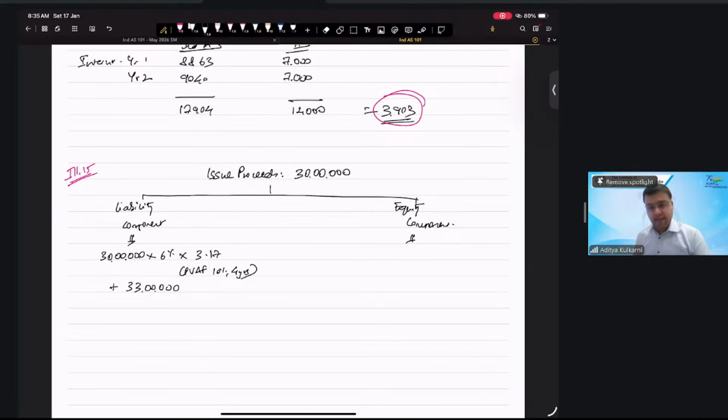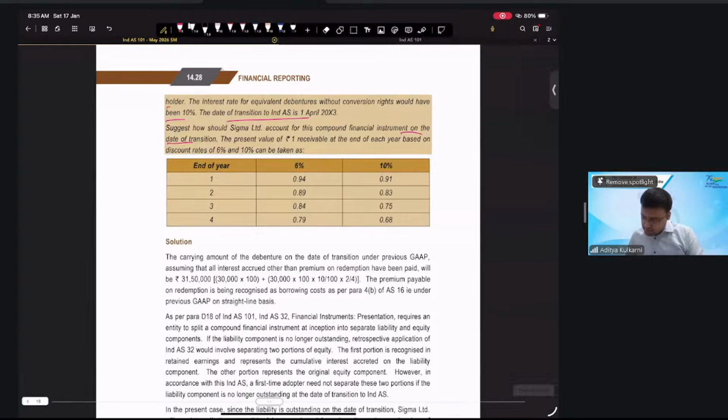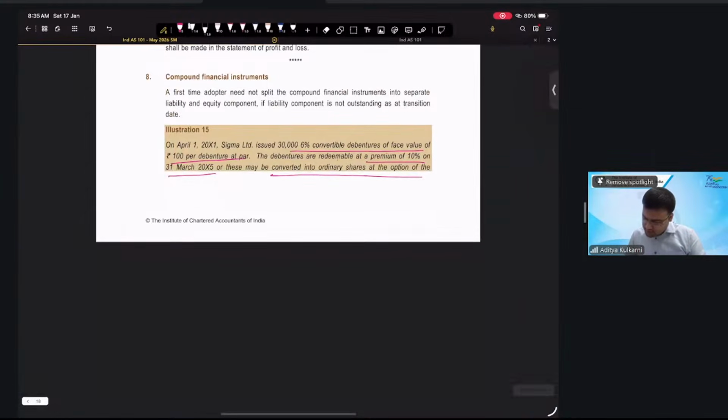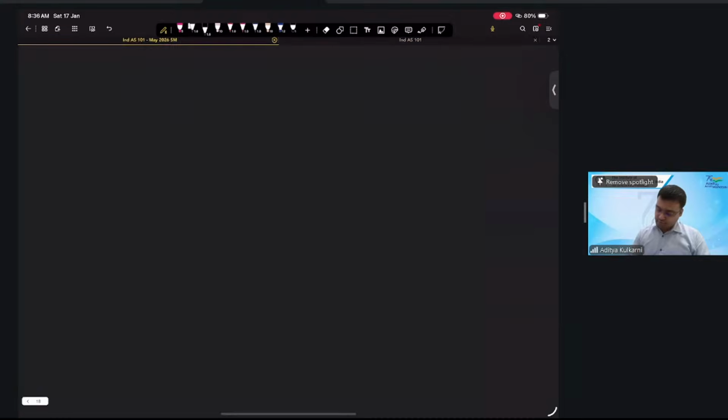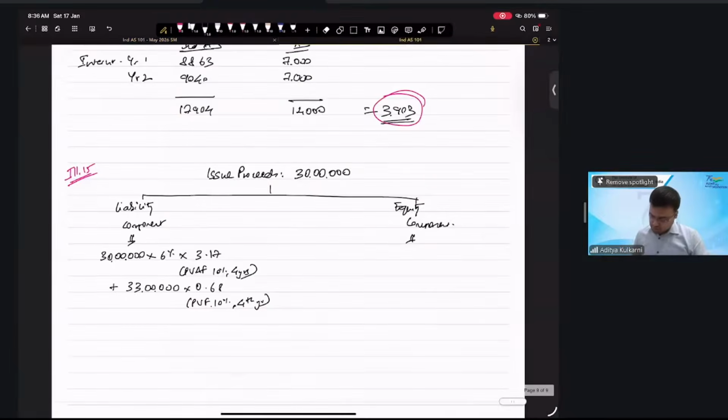It won't be 30 lakhs. They have said it is redeemed at a premium of 10%, correct? These debentures are redeemable at a premium of 10%. So did you take 30 or 33 lakhs? 30. So that is the issue. Plus 33 lakhs into 0.68, present value factor 10%, fourth year. So that gives you the value.